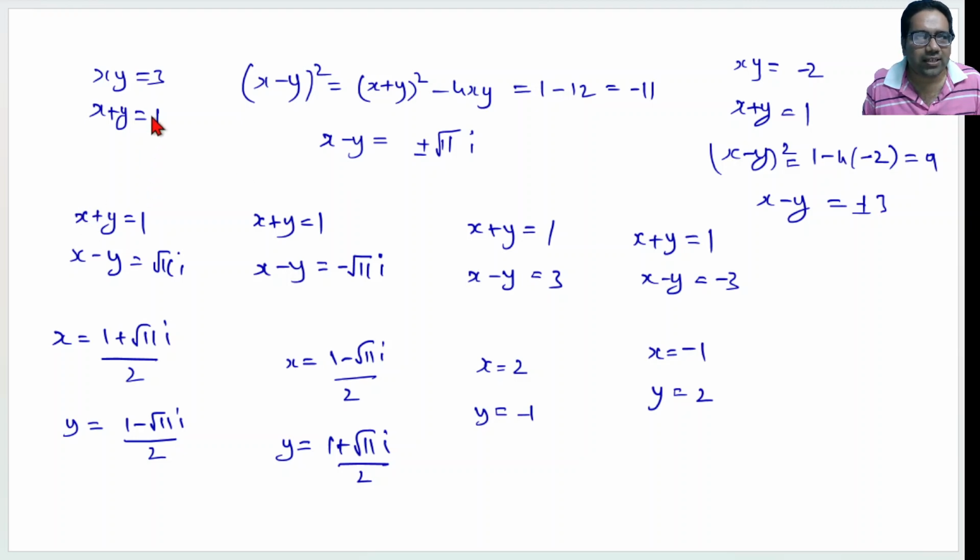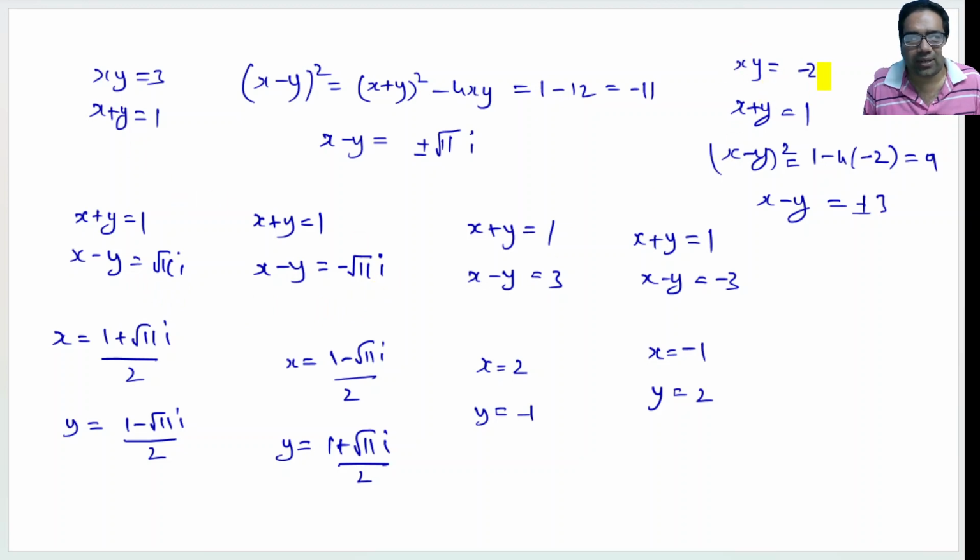Now x plus y is 1, and x minus y is root 11i or minus root 11i. So for x plus y equals 1, we have two x minus y's, plus root 11i and minus root 11i. So this one has given these two forms: x plus y equals 1 when x minus y is plus root 11i and minus root 11i.